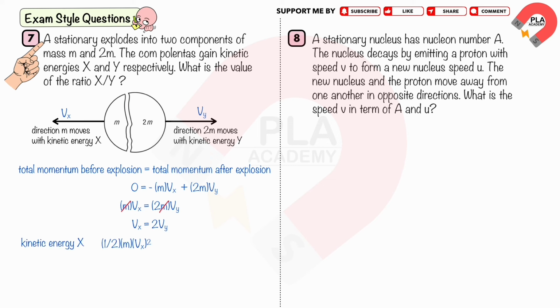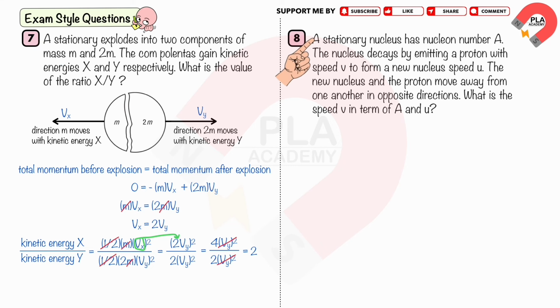The kinetic energy x equals half of m v_x squared. The kinetic energy y equals half of 2m v_y squared. We simplify the equation, like this. Substituting v_x equals 2 v_y, like this. We simplify the equation, like this. We get the ratio of x to y equals 2.